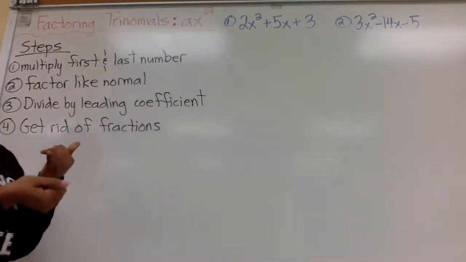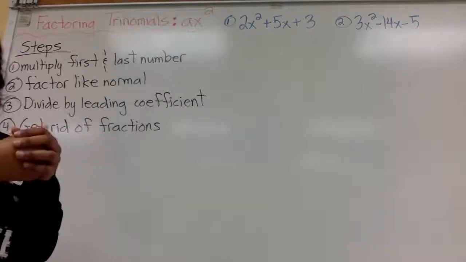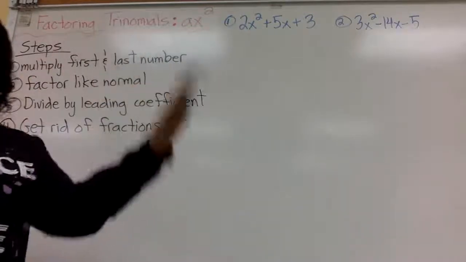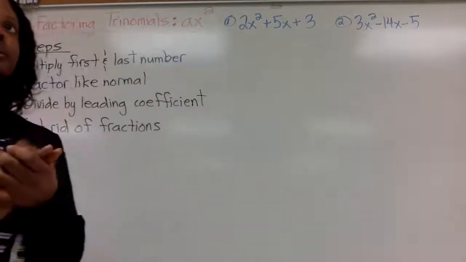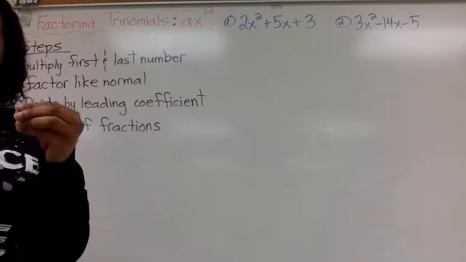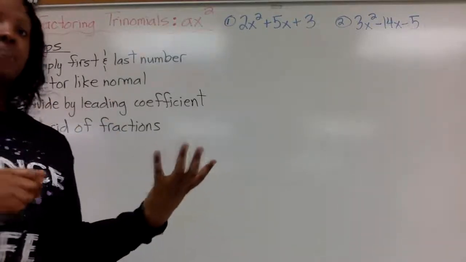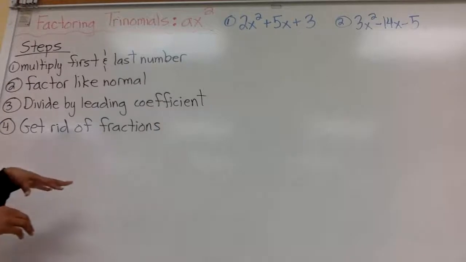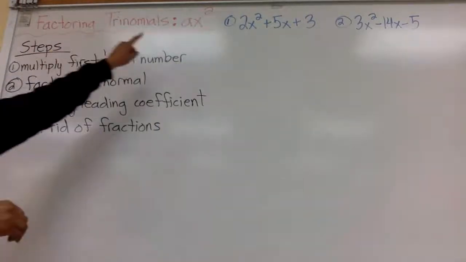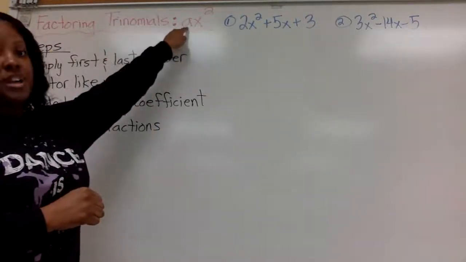We know how to factor if they're perfect square numbers, and then we know how to factor like normal when you set up the sets of parentheses. You're looking for two numbers that multiply to give you the last number, then add to give you the number in the middle. Today we're going to take a look at the last type of factoring, and that's factoring trinomials when you have a different number in the front.